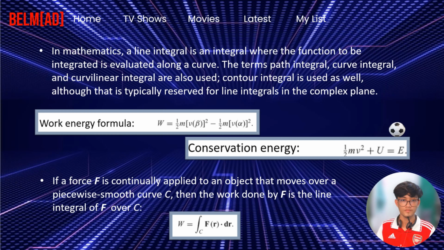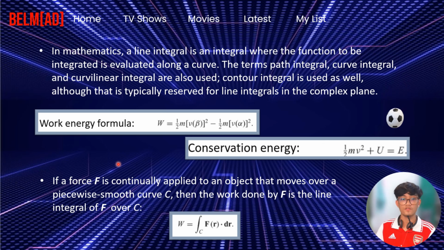Okay. So next, in mathematics, a line integral is an integral where the function to be integrated is evaluated along a curve. The terms path integral, curve integral and curvilinear integral are also used. Contour integral is used as well, although that is typically reserved for line integrals in the complex plane. So we have work and energy that involve line integrals, then conservation of energy too.